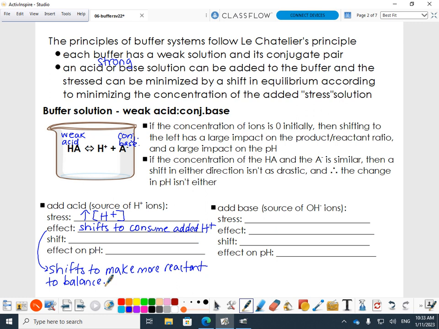Okay, so either way, shifts to consume the product or shifts to make more reactant, that's a shift left or reverse. And I included this last point only because, like the solubility equilibrium, we did this Le Chatelier shifting, and then we had to say whether a precipitate was going to form. So the effect on the pH is really like the final application step.